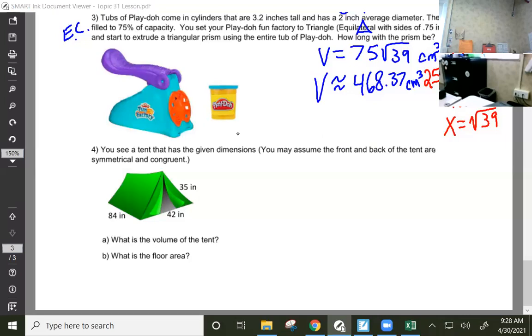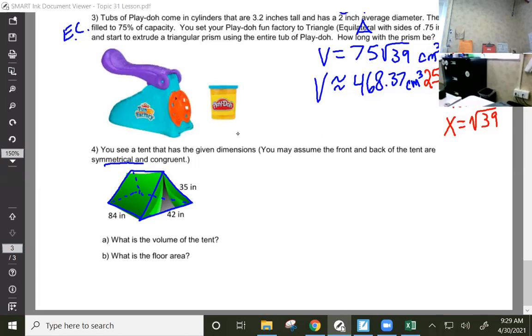So let's look at the tent. This is essentially a triangular prism, just like we did. Tent manufacturers always tell you how much room is inside the tent. That way you can figure out which one has the most room, and how much headroom, how high it is. That's important too. You want to know. So this is symmetrical and congruent.